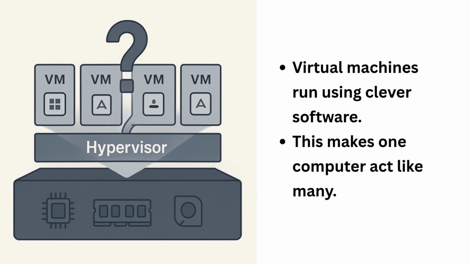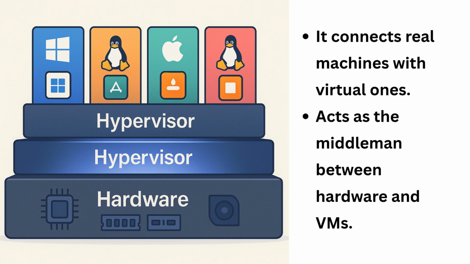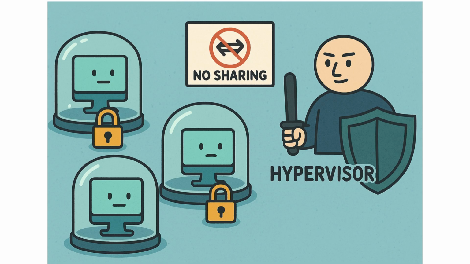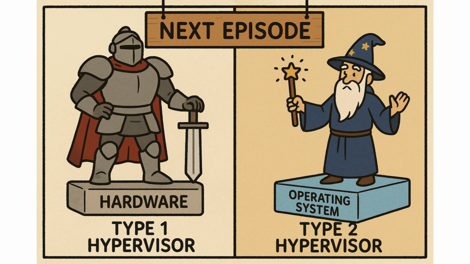So how do virtual machines actually run? With a special software layer called a hypervisor. A hypervisor sits between the physical hardware and the virtual machines. It creates VMs, assigns resources like CPU, memory, keeps them isolated and secure. The hypervisor is the brains behind virtualization. In the next episode, we'll dive into Type 1 versus Type 2 hypervisors.